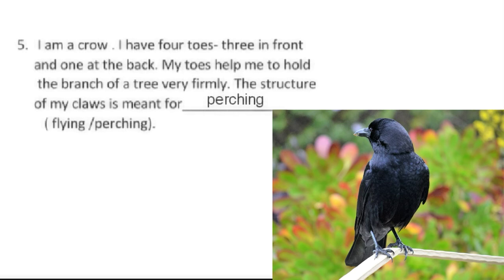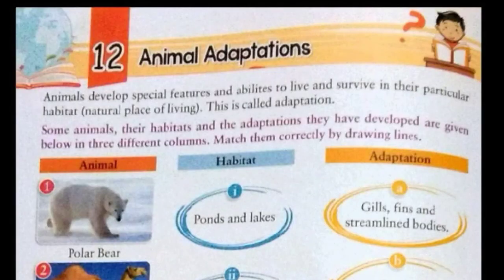Now we'll move to our exercise number 12. So here is our exercise number 12, that is animal adaptations. Animals develop special features and abilities to live and survive in their particular habitat, that is natural place of living. This is called adaptation. So here on this page, some animals, their habitats and the adaptation they have developed are given in 3 different columns. We have to match them correctly by drawing lines.